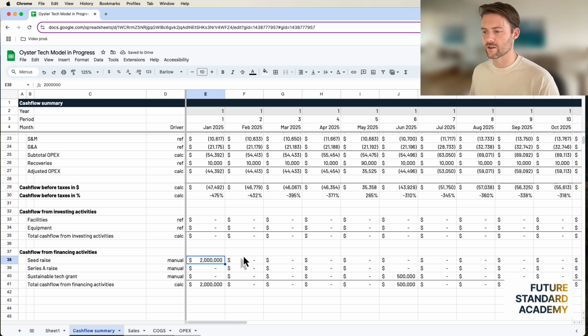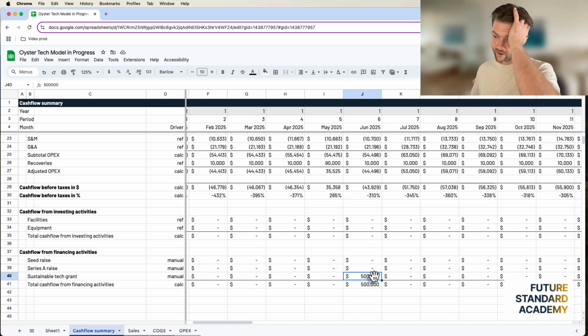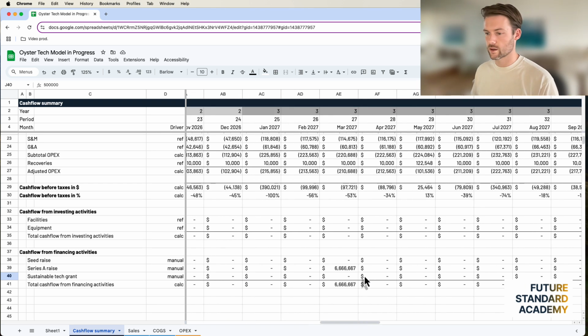So Oyster Tech's raising $2 million right now at an $8 million pre-money valuation. So they're going to give up 20% of the company after the new money comes in. They got a big tech grant, a sustainable tech grant coming in for $500,000 in June 25. And then we're going to go over.